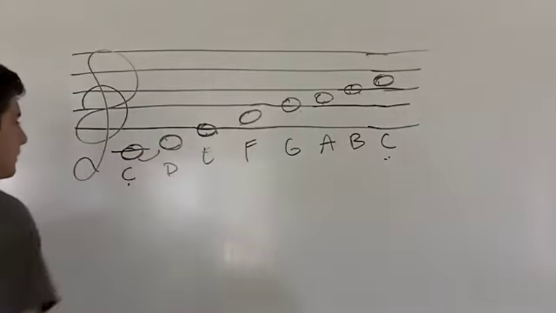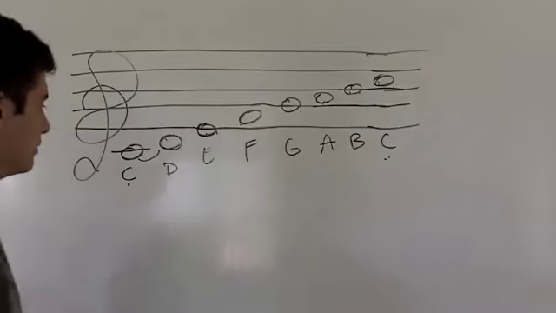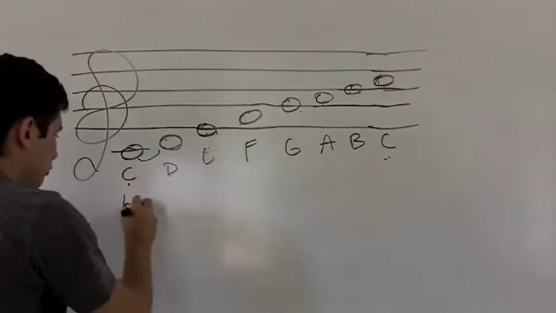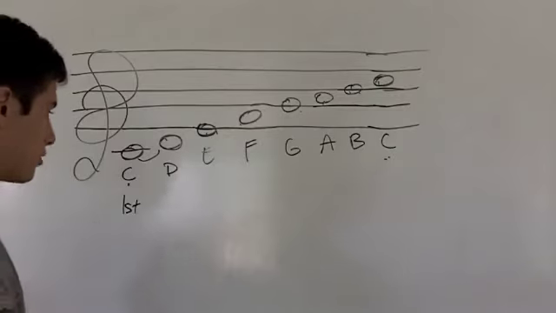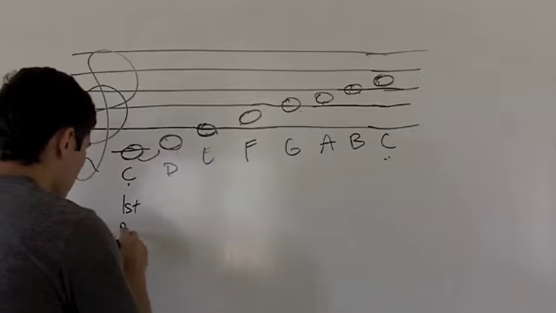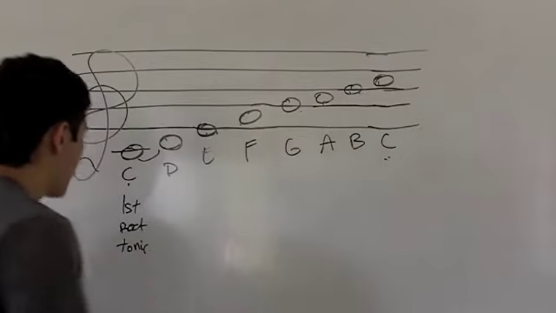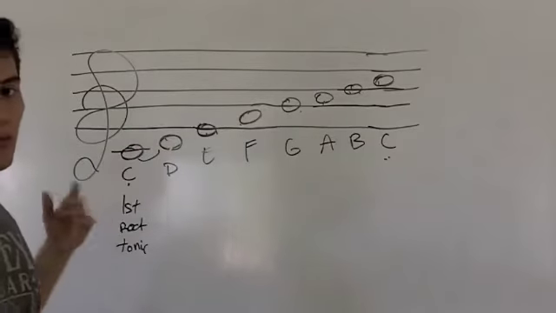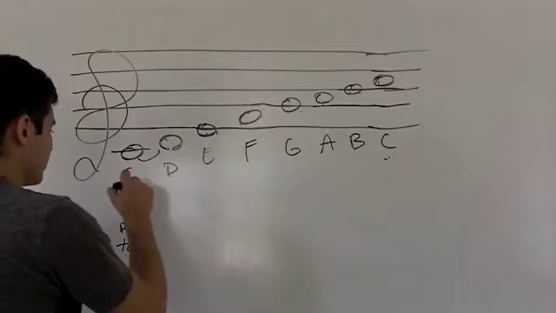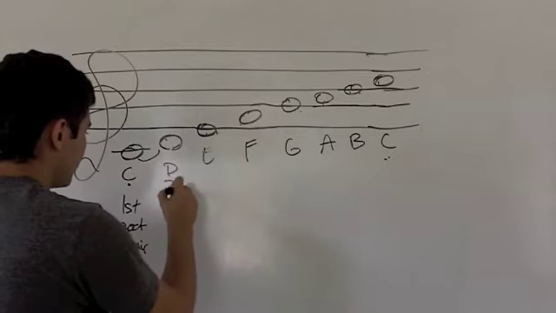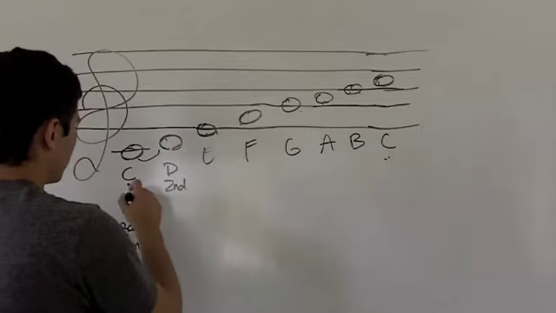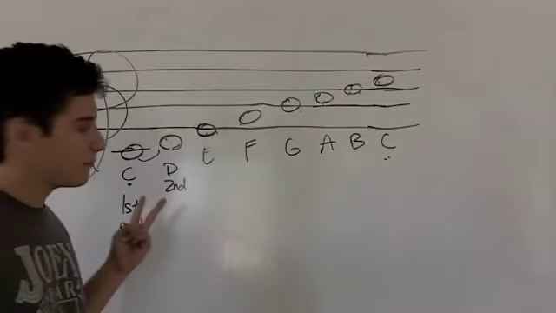From C to D is really just one step, but C is our first because we're using the C major scale. It's what we're starting off. It's called the root, or some people call it the tonic. There's a lot of different names for it. From C to D would be 1. But because C is our first, this means that D is our second. So from C to D is a second.